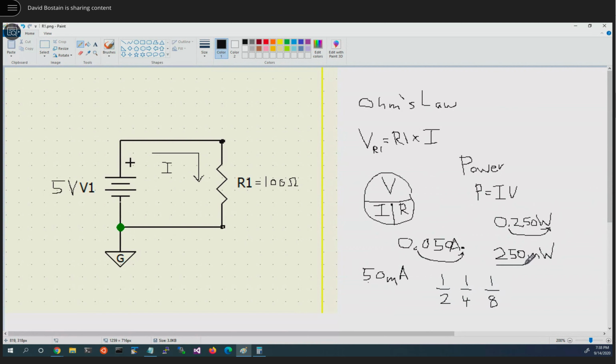This would be 125 milliwatts if 0.8 watt were safe. This is exactly 0.25 watt. Therefore, we're going to call it unsafe. We're going to go and get this as a 0.5 watt device. So this device here is 100 ohms, 0.5 watt, in order not to overheat based on our power calculation.